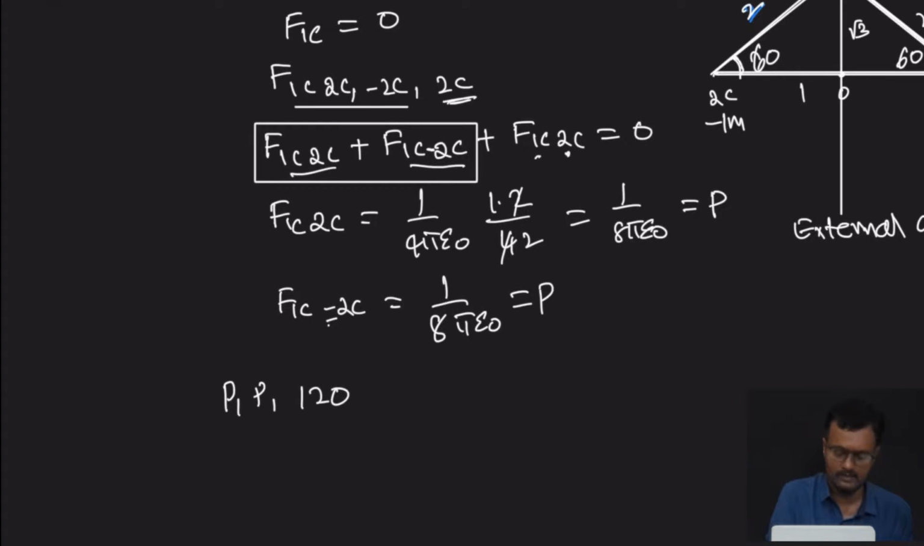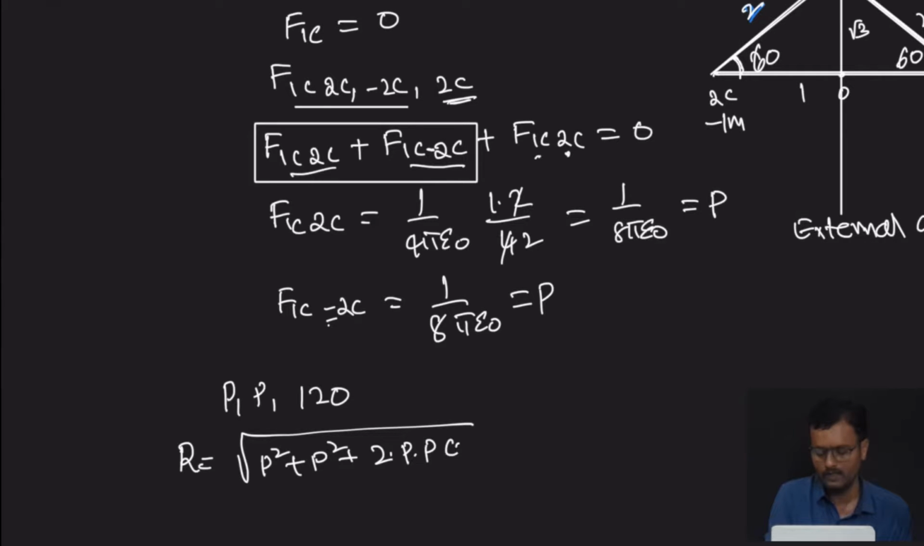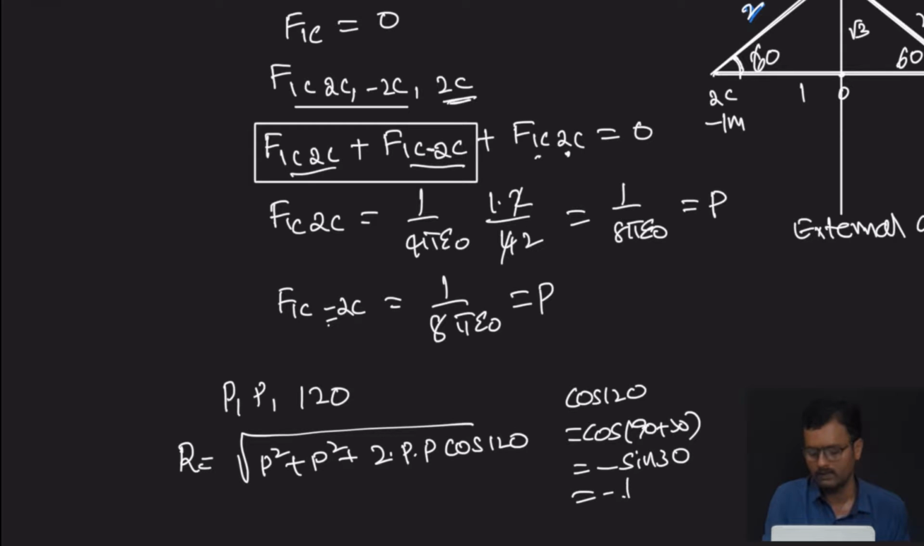What is the resultant magnitude? The resultant is the square root of P squared plus Q squared plus 2PQ cos 120. Cos 120 is equal to cos of 90 plus 30, that is minus sin 30, which is minus 1 by 2. So the plus and minus cancel, leaving root of P squared, that is P.